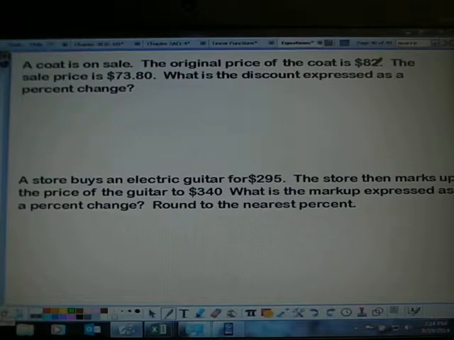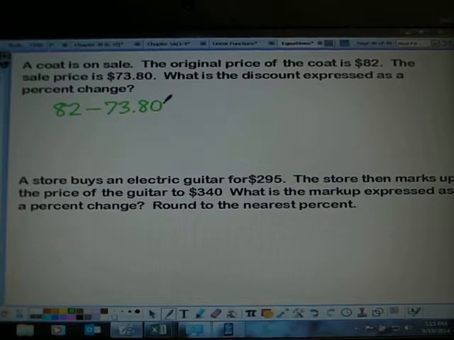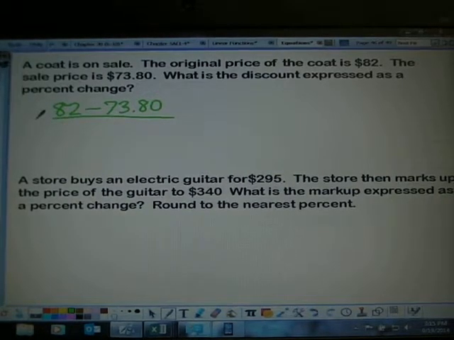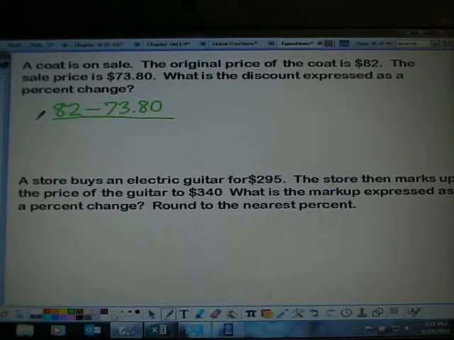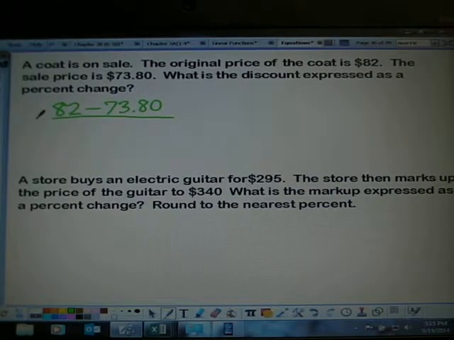So the bigger number is 82, minus the smaller number, which is 73.80, over the original. It's always the one that happened first. Sometimes it's the first one listed in the problem, but sometimes they'll try to trick you with how they word the problem. So the original price, well, there's some keywords, original price was $82. So the bottom number here is going to be 82.